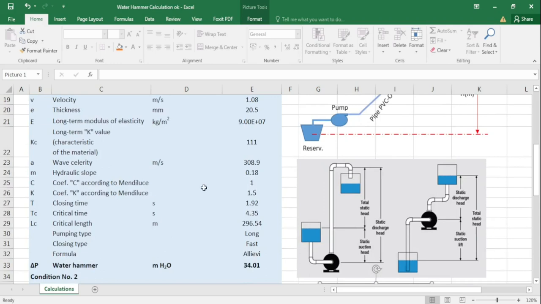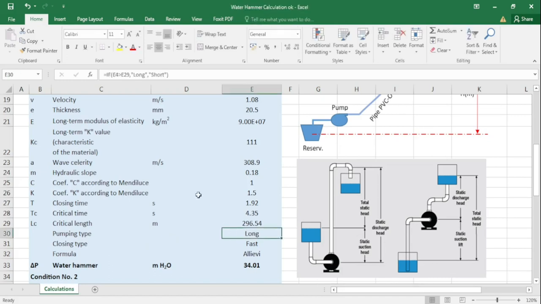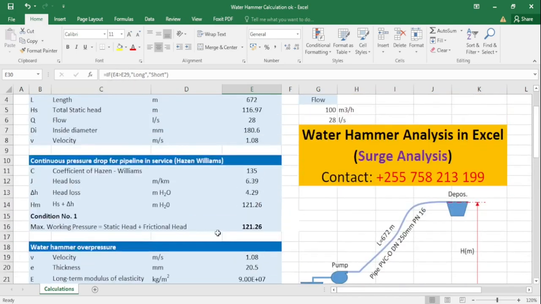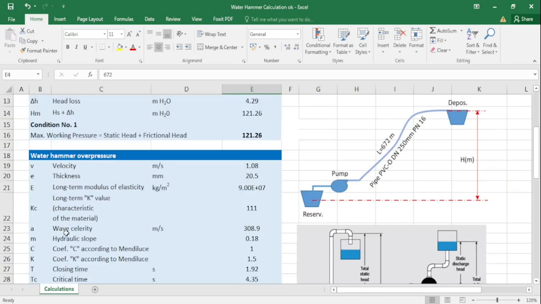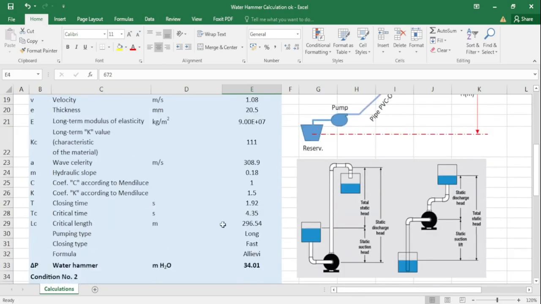Now the slope, this one, C according to Mendel's, it is 1. Then closing time, then critical time, then critical length, this one. Now pumping type, what is pumping type? Check here, if E4 is greater than E29, this is called long. E4 means the length along this pipe, and if it is greater than E29, which is the critical length, it is long.